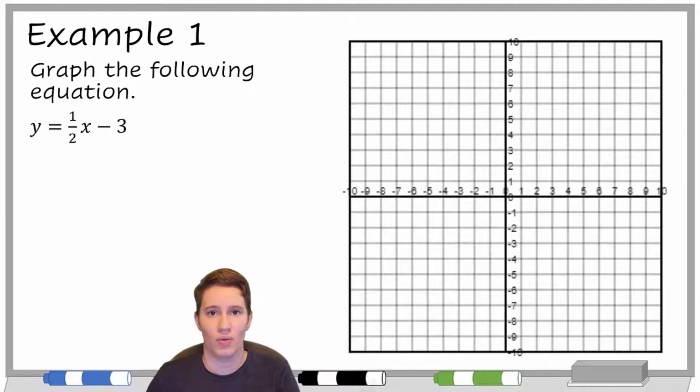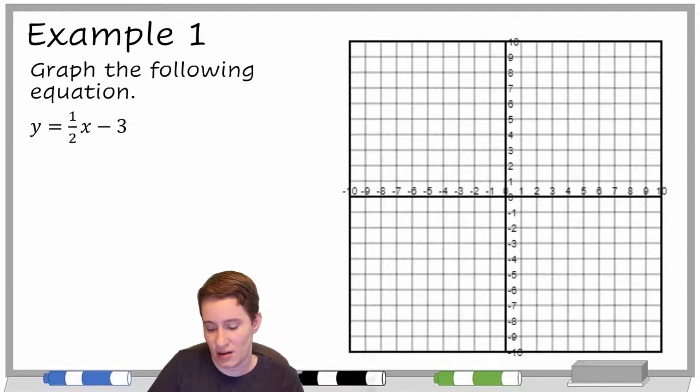Example 1. Graph the following equation. We've got a nice coordinate plane here, and we've got this equation, y equals 1/2 x minus 3. So the first thing that we need to make sure we understand is what this equation is telling us. This is solved for y, and all of ours today are going to be solved for y. So that means that this is in y equals mx plus b, and we can figure out then what is m and what is b.